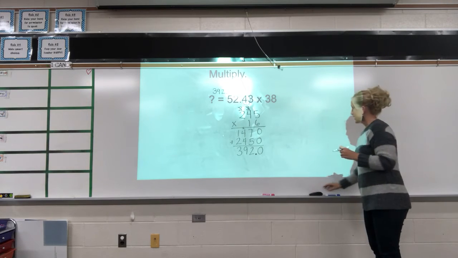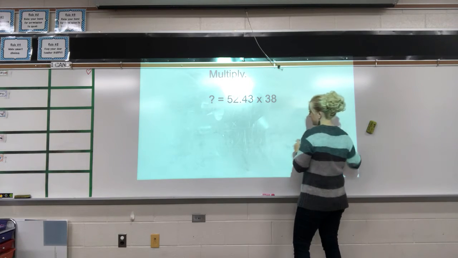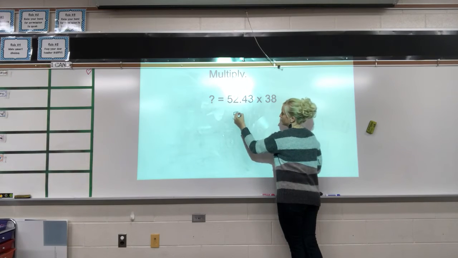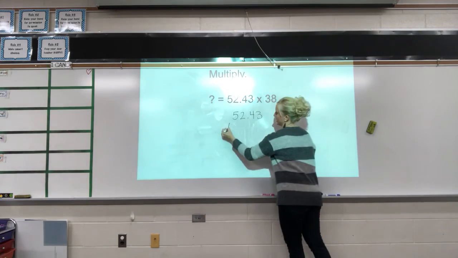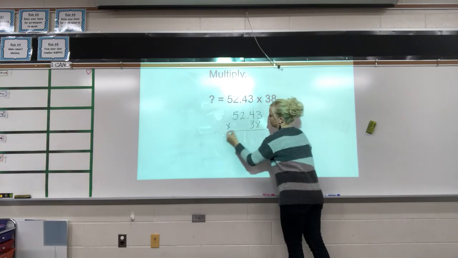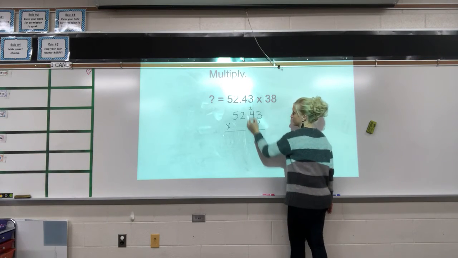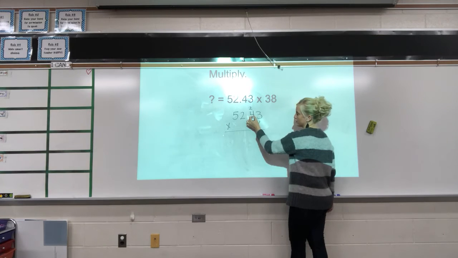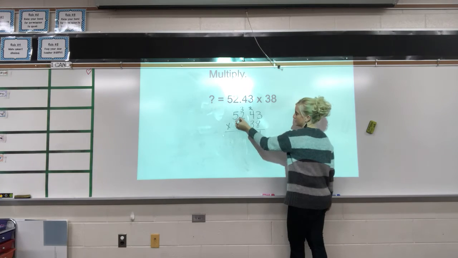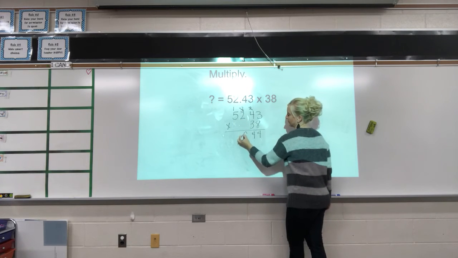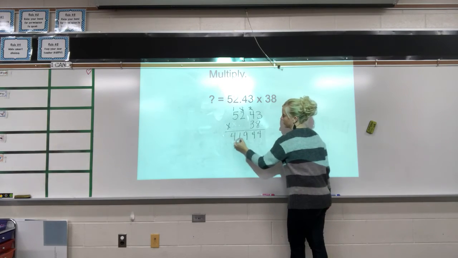Okay, let's try another one together. 52.43 times 38. So I'm going to write my larger number, my longer number on top. 52.43 times 38. I'm going to ignore that decimal. I'm just going to take it out and pretend it's not there. 8 times 3 is 24. 8 times 4 is 32, 33, 34. 8 times 2 is 16, 17, 18, 19. 8 times 5 is 40, plus 1 more is 41.